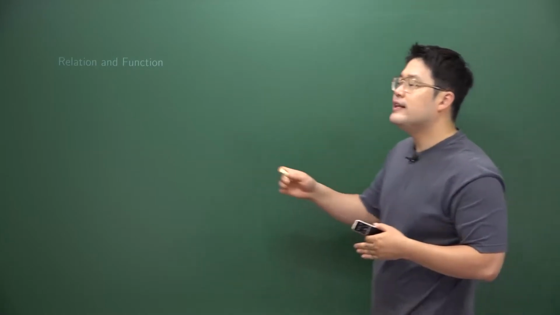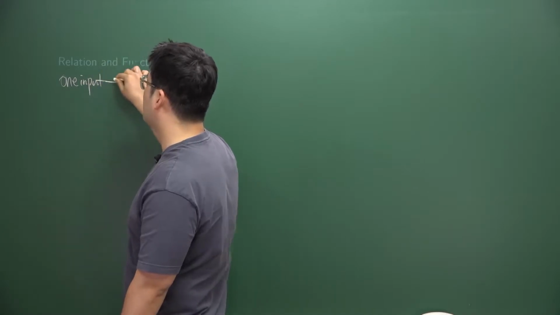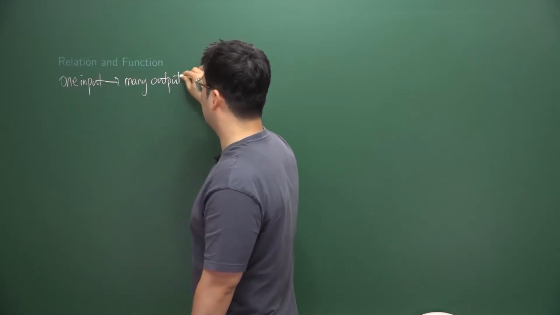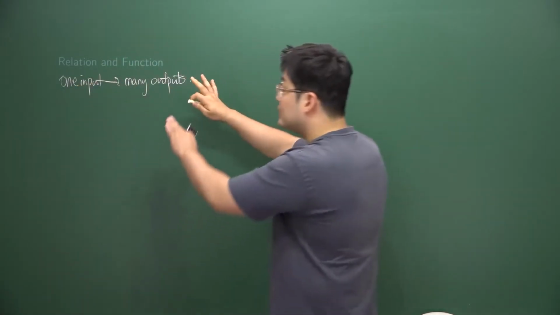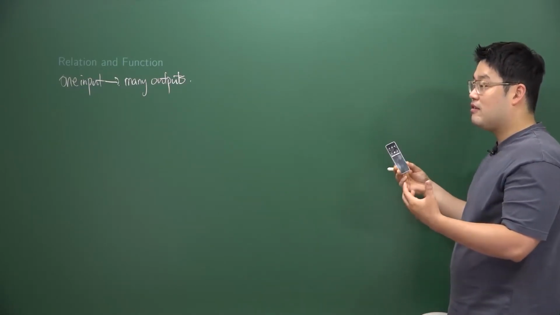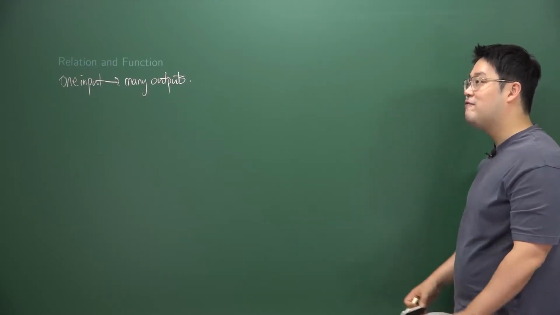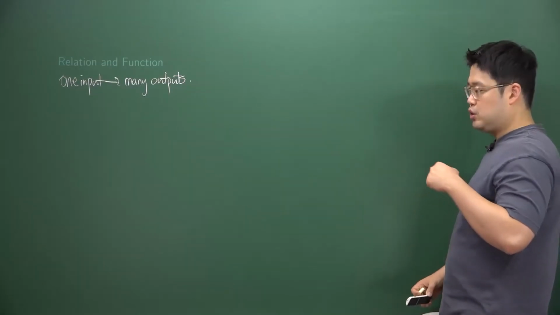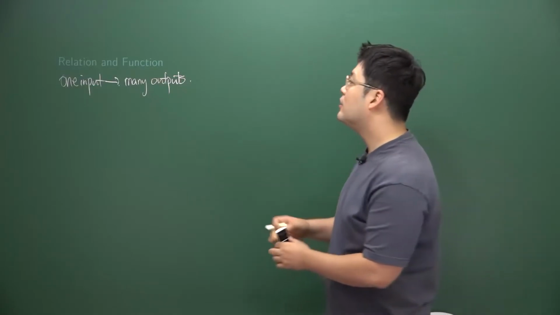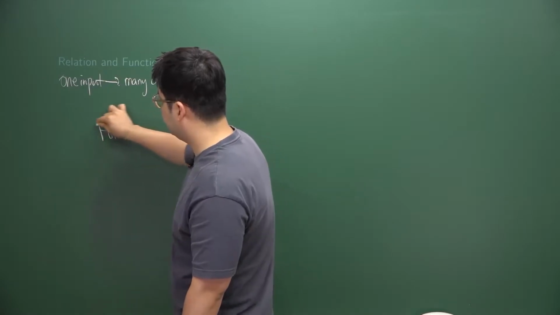Now, a relation can have one input going to multiple outputs, to many outputs. A function, on the other hand, is a relation. A function has one input that goes to one output. It's not wishy-washy in a way. So function stays inside relation.